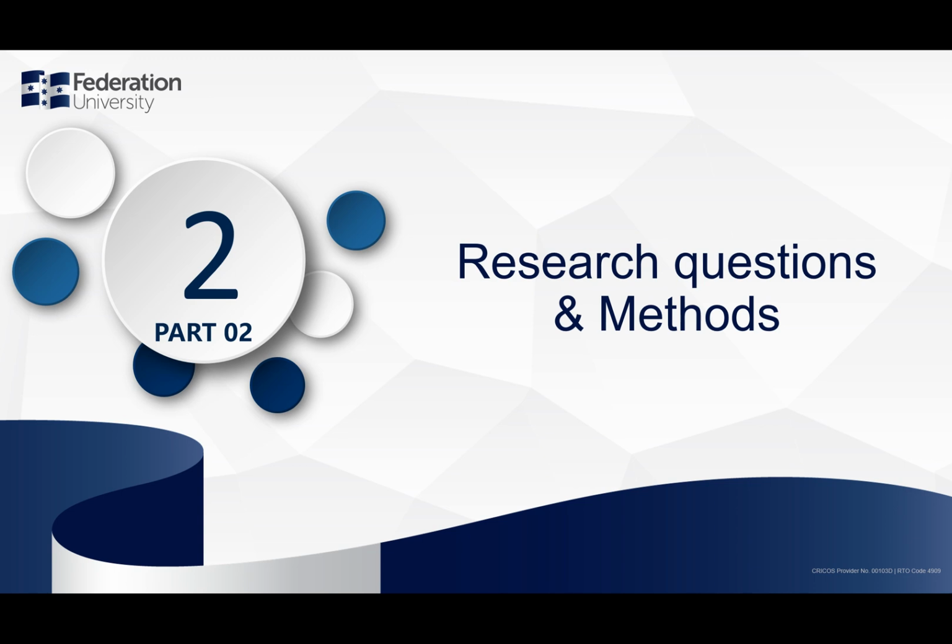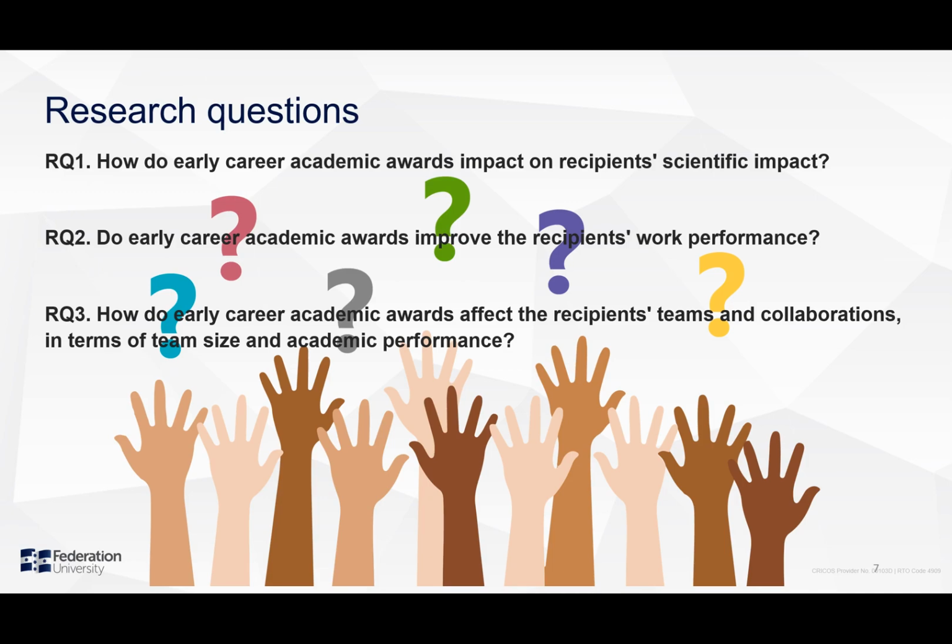Okay, next are the research questions and methods. First, how do early career academic awards impact recipients' scientific impact? Second, does this award improve the recipient's work performance? And last, I want to explore whether early career academic awards affect the recipients' teams and their collaborations. So it will be studied from the perspective of team size and academic performance.